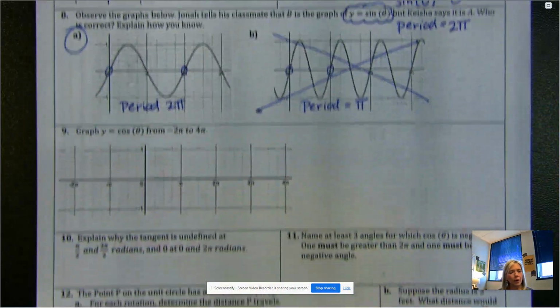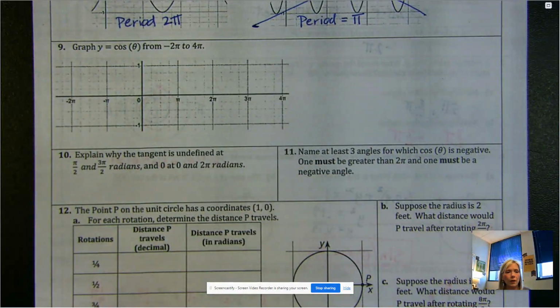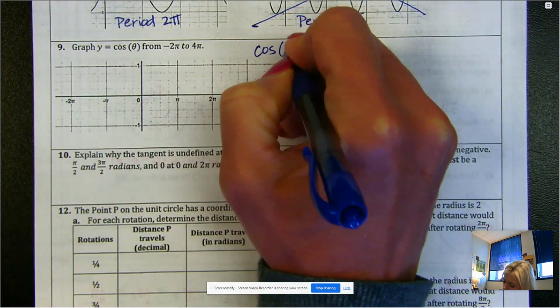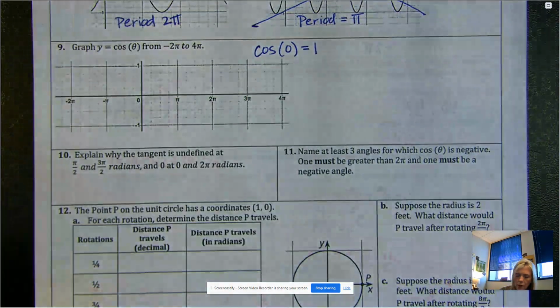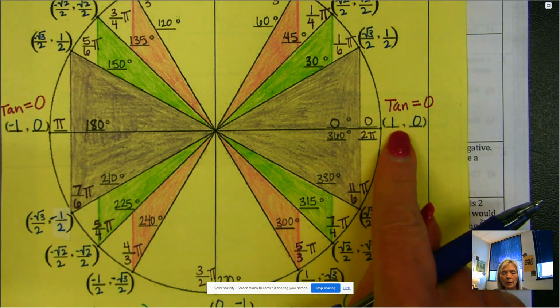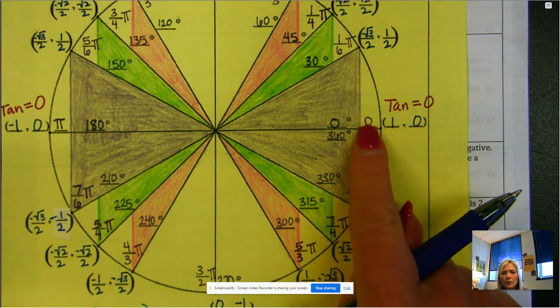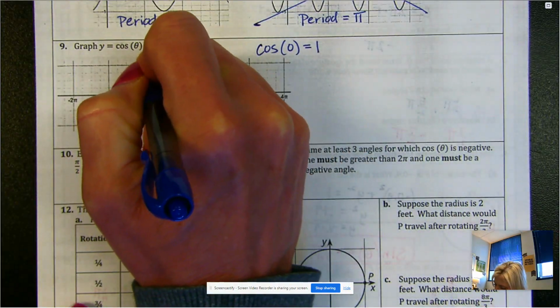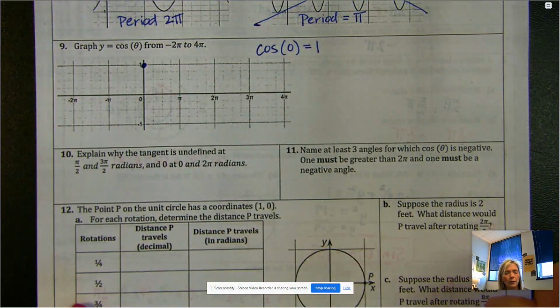Okay? All right. Now I'm going to graph the cosine from negative 2 pi to 4 pi. Oh, it's a lot of graphing. I probably won't do the whole thing. But cosine, I know the cosine of 0 is equal to 1. Again, if I look at my unit circle, right here at an angle of 0, the cosine, the x value, is equal to 1. So the cosine of 0 is equal to 1, which means there's a point right up there at (0, 1). And then it takes 2 pi to go all the way around and complete one cycle.